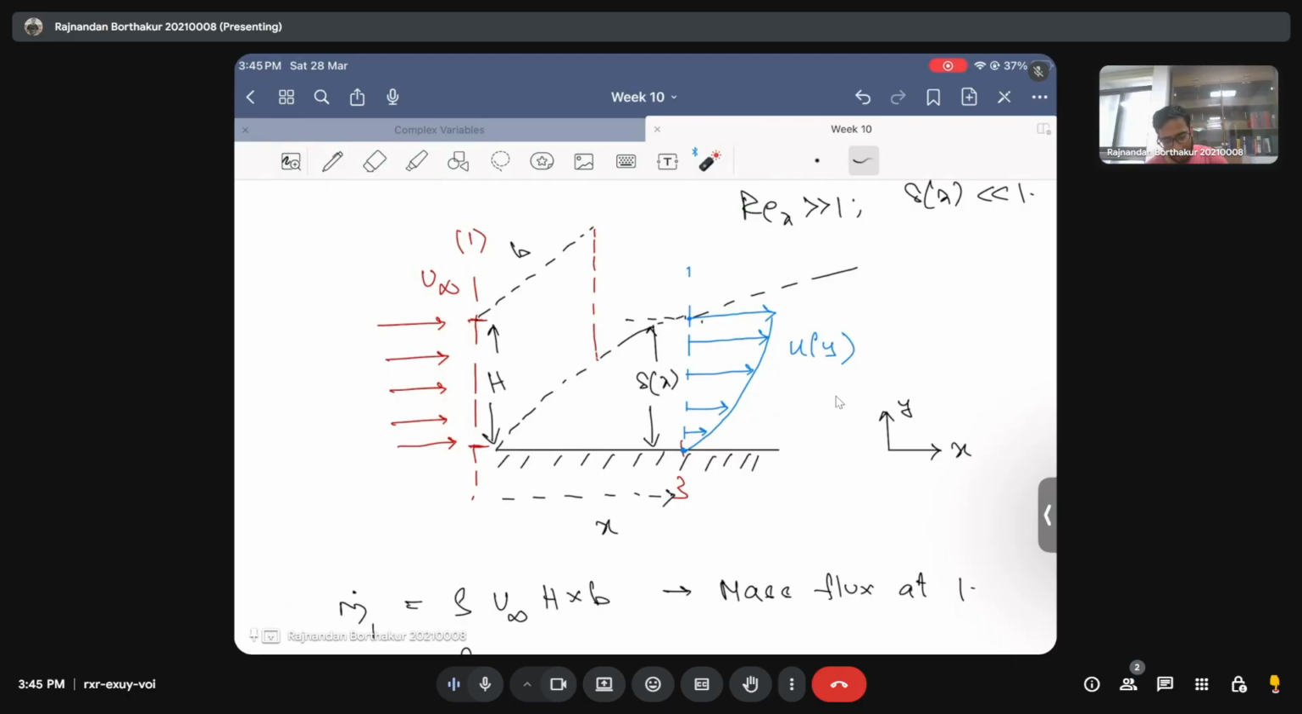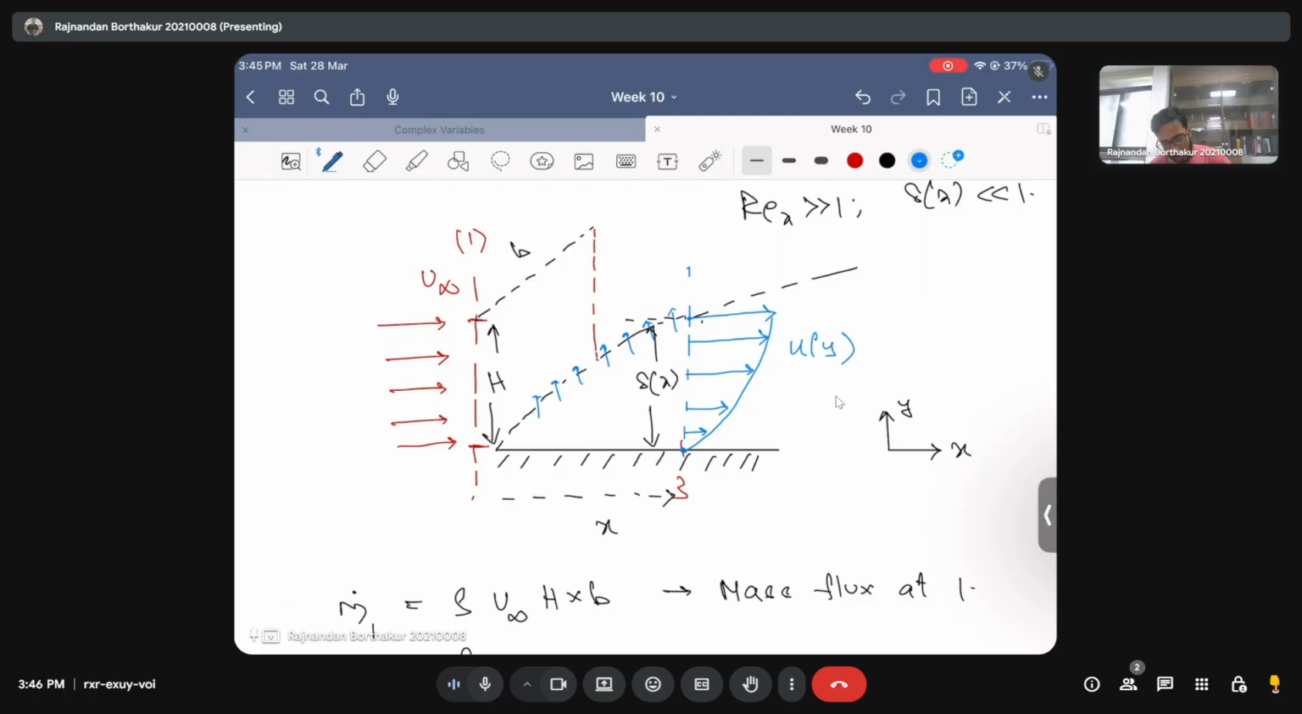But at station 3, I know that my velocity is u infinity only at y equal to delta, and more precisely it is u infinity at y equal to 0.99 times delta, which means that if I calculate the mass flux through this section 3, I know that my mass flux at station 3 will always be less than my mass flux at station 1. Which means what? Which means there is a loss. There is typically a loss of mass that is taking place throughout this boundary layer.